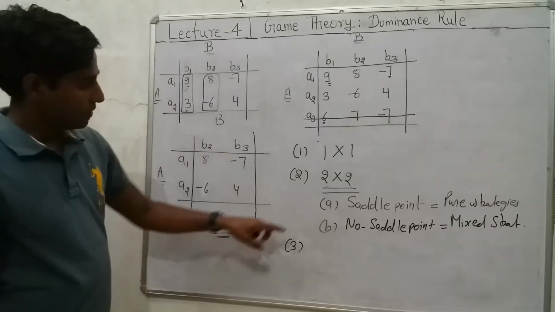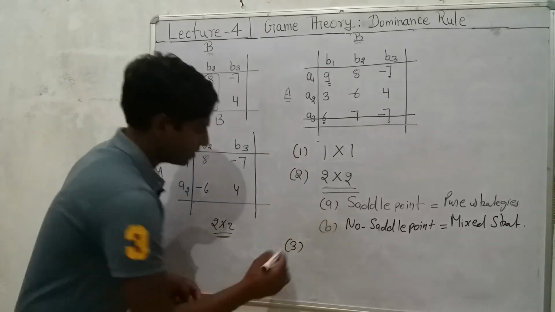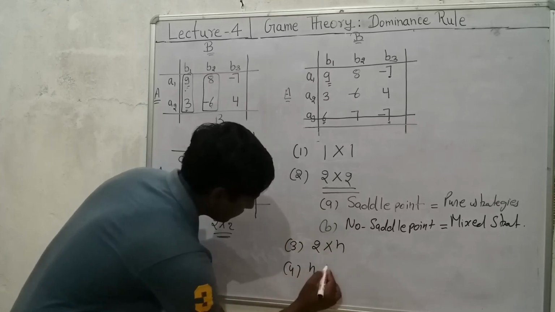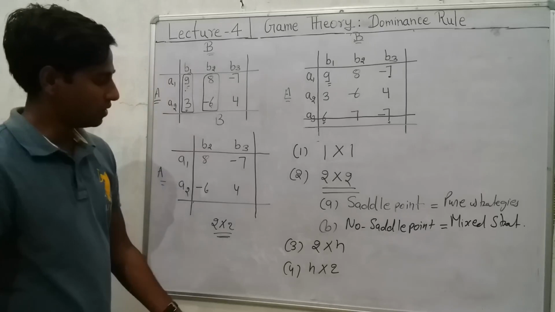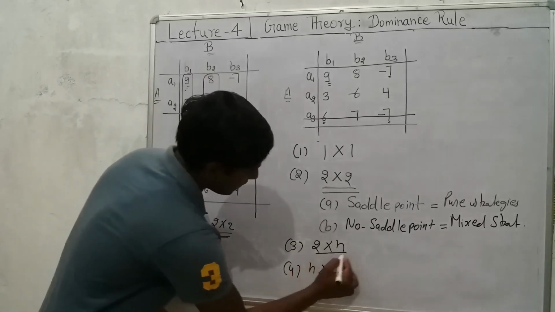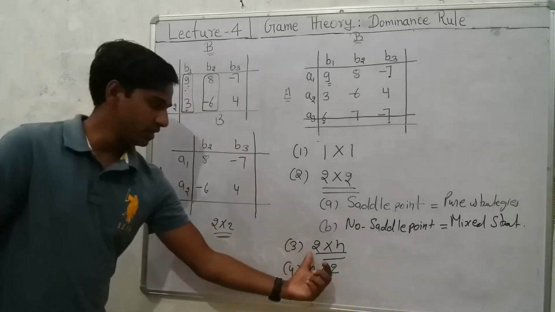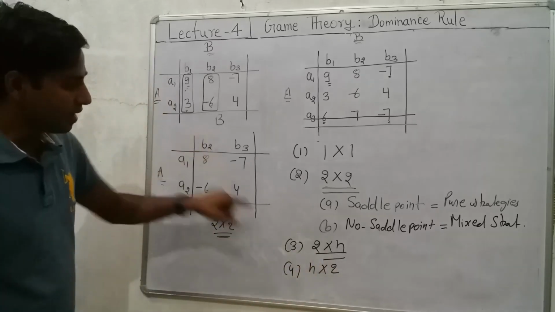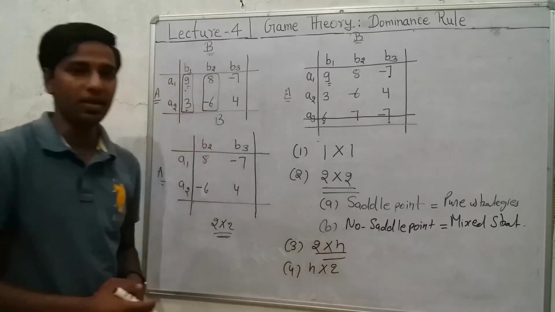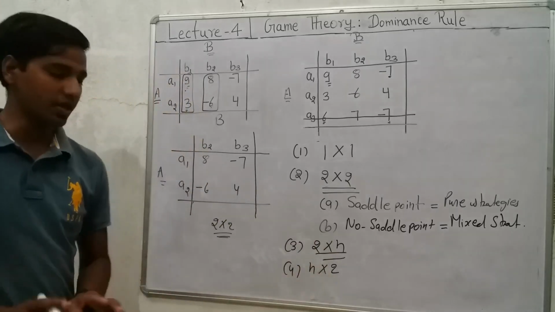What would be the third case? There can be a third case in which the order of the matrix is 2 by n, or a fourth case of n by 2 type. So the order of the matrix could be 2 by n or n by 2. What is the meaning of 2 by n order? It means company A has 2 strategies, but the other competitor has more than 2 strategies, and more than 2 strategies are represented by n. That type of game is known as a 2 by n order game.